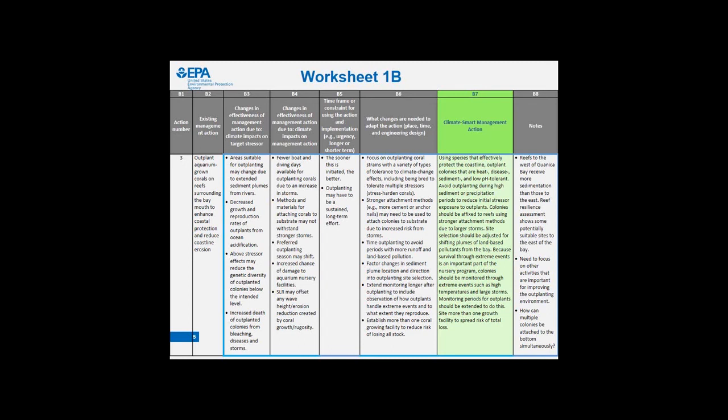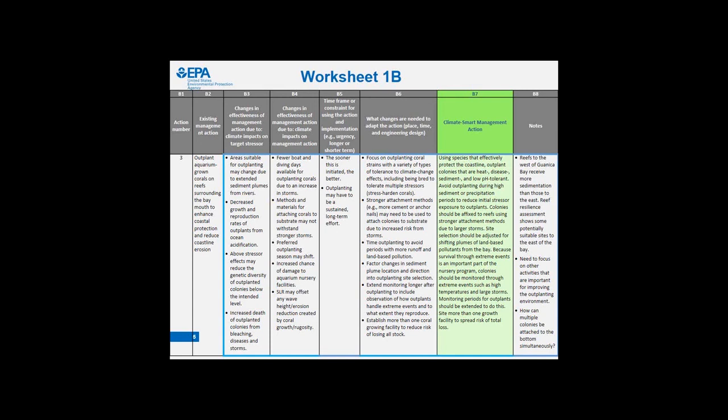And also keeping tabs on how they reproduce over time. And finally, it may be essential to establish more than one coral growing facility to reduce the risk of losing all of your stock from one storm impact or other catastrophic event. So taking all of that on board and using it to modify the original idea, which again is found in column B2, we now have in B7 a more climate smart version of the same action.